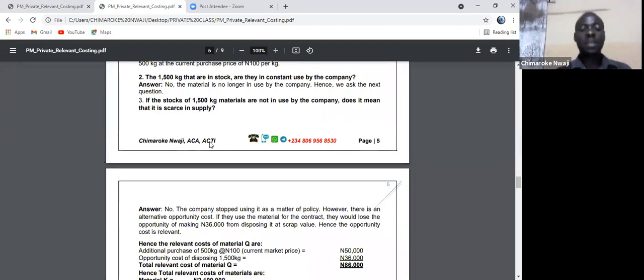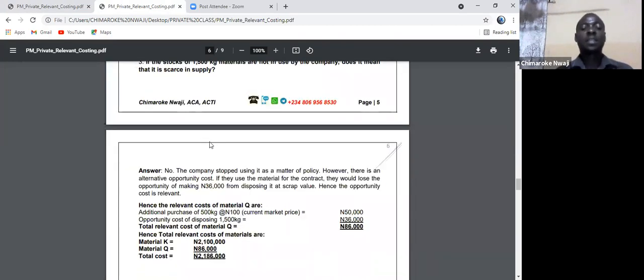So you can see the summary here that the relevant cost of material Q is the additional purchase of 500 kg at 100 naira, which gives you 50,000. The opportunity cost of disposing of the 1,500 kg is the scrap value of 36,000 naira. Add them together, you have 86,000.